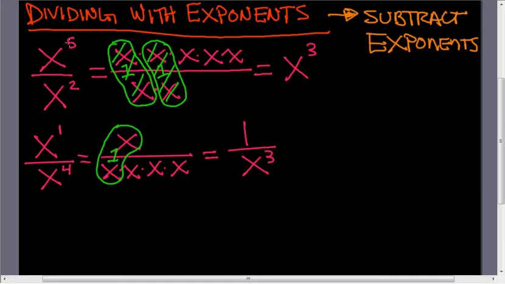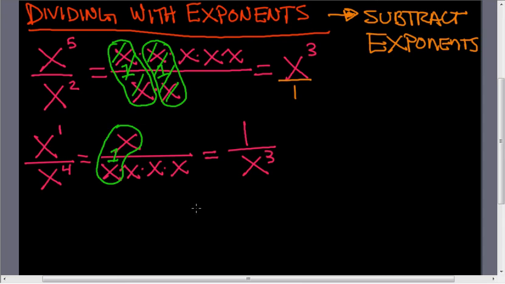In this one, you notice the biggest exponent is on top, so the answer is on the top of the fraction. Here, the biggest exponent is on the bottom, in the denominator. So the answer, when you subtract, goes in the denominator. So how do you want to say that? The answer goes where the biggest exponent is in the original problem.